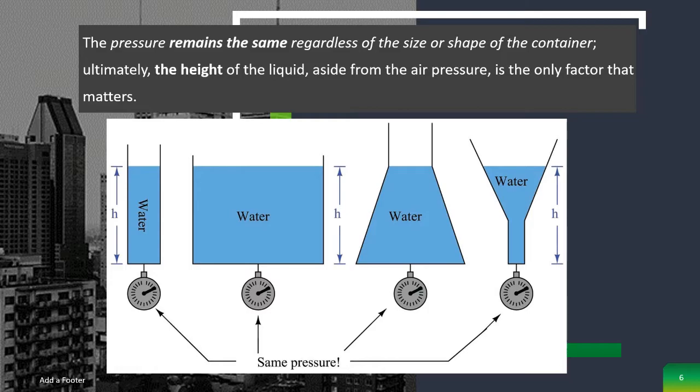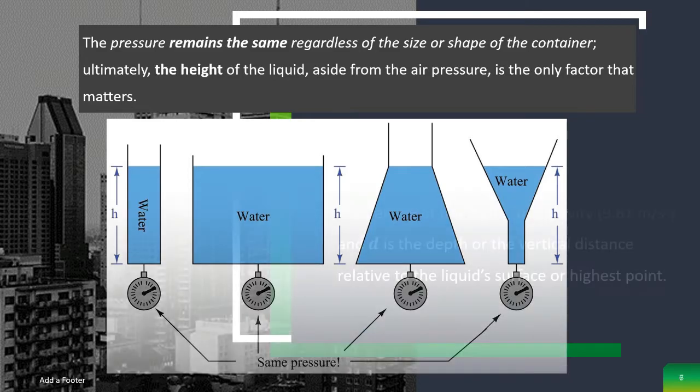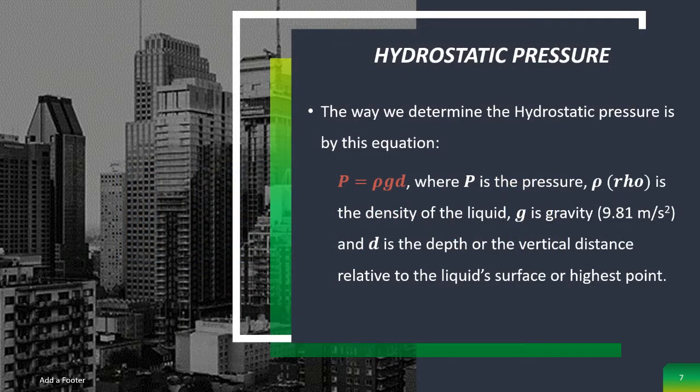The way we determine the hydrostatic pressure is by this equation. P is equal to the Greek letter rho times g times d, where P is the pressure, rho is the density of the liquid, g is gravity, which is 9.81 meters per second squared, and d is the depth or the vertical distance relative to the liquid surface or highest point.